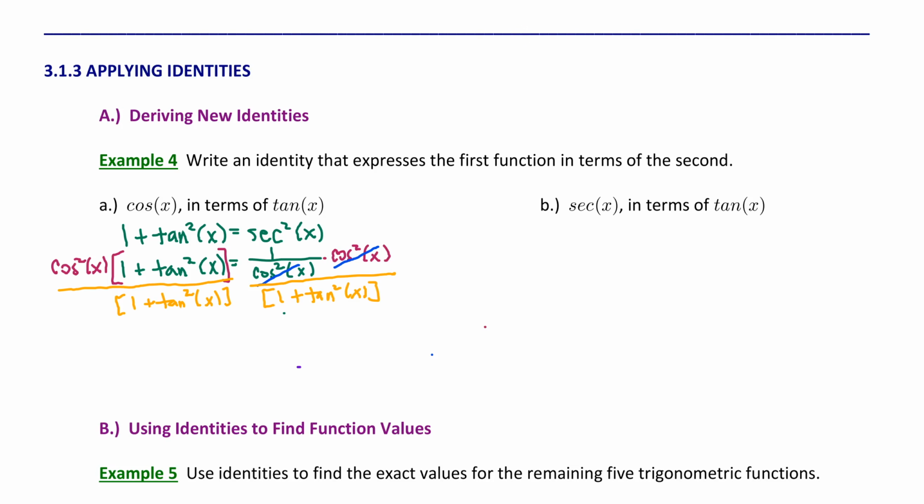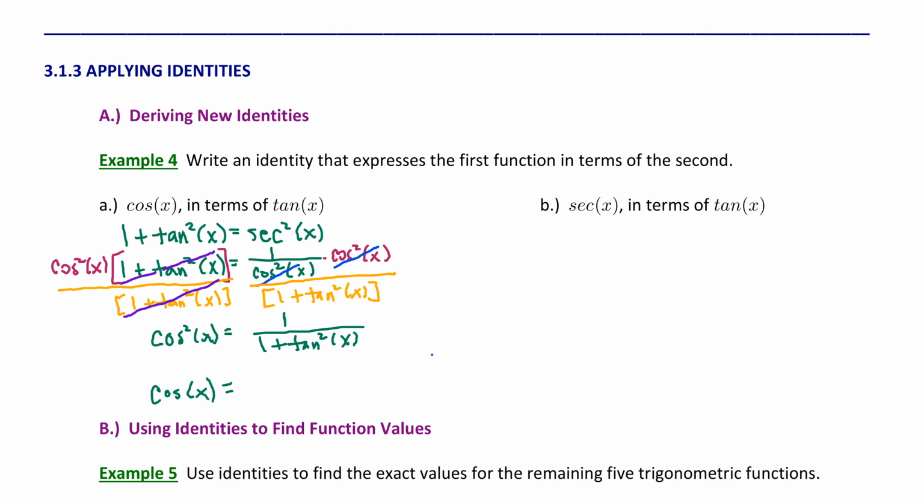Now that we can see that this big factor cancels on the left, we have isolated cosine squared of x. We have cosine squared of x is equal to 1 over 1 plus tangent squared of x. So at this point, I have cosine squared of x in terms of tangent of x. In order to isolate cosine, we can go ahead and take the square root of both sides. Taking the square root of cosine squared of x gives us cosine of x.